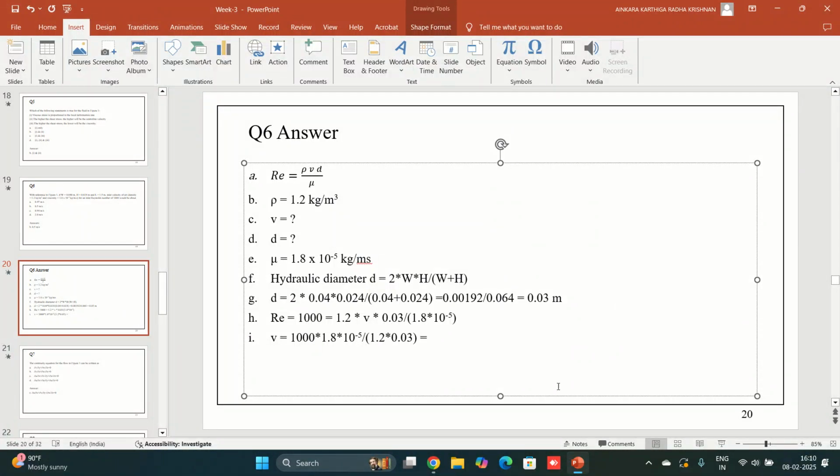So answer is actually 1000 into 1.8 into 10 power minus 5, divided by 1.2, divided by 0.03. It is 0.5 meter per second.